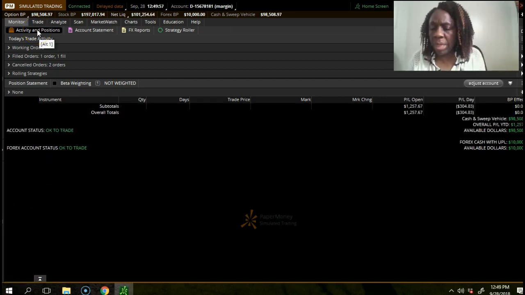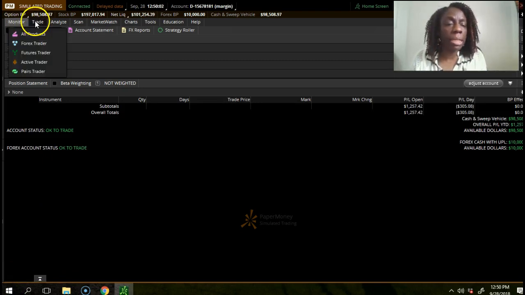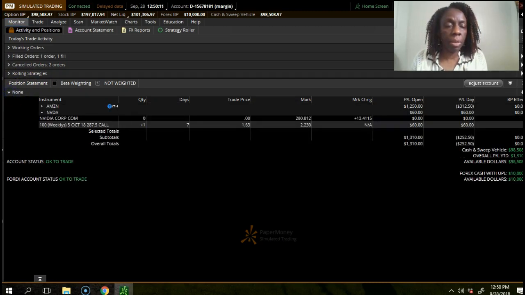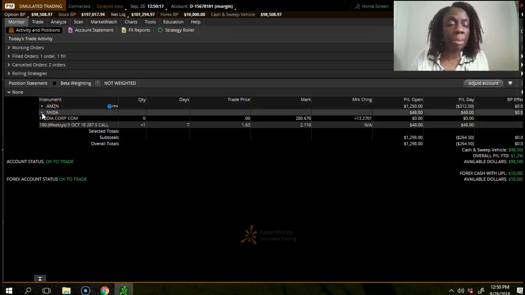See, it's been about an hour. Let's see how we're trading. We're going to look under monitor, click monitor, under position statement, and here we see the options I'm holding. Of course, it's paper money. It would be nice if it's real money, but we need to be sure of what we're doing. This is why it's good advice to hone your skills practicing with pretend money.